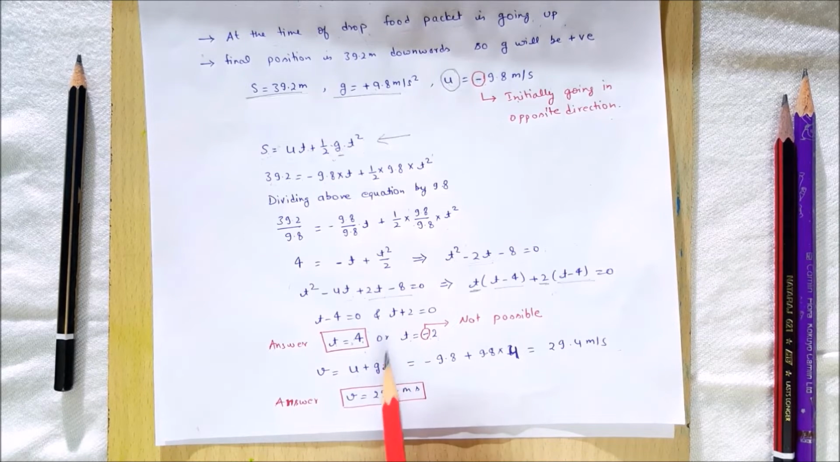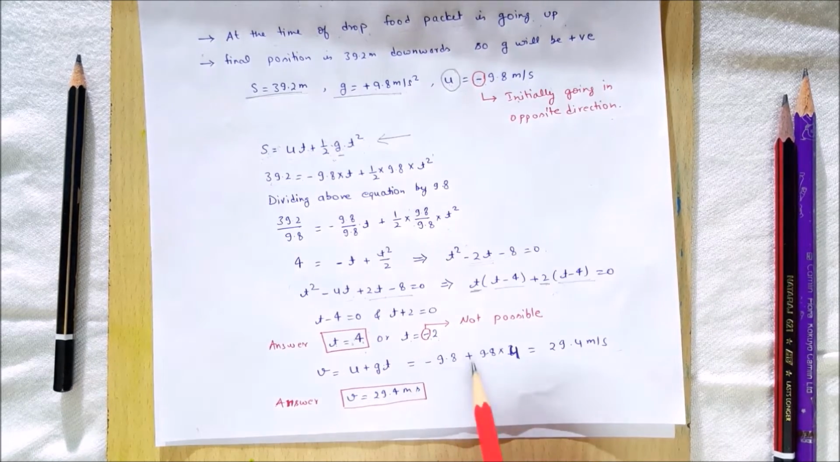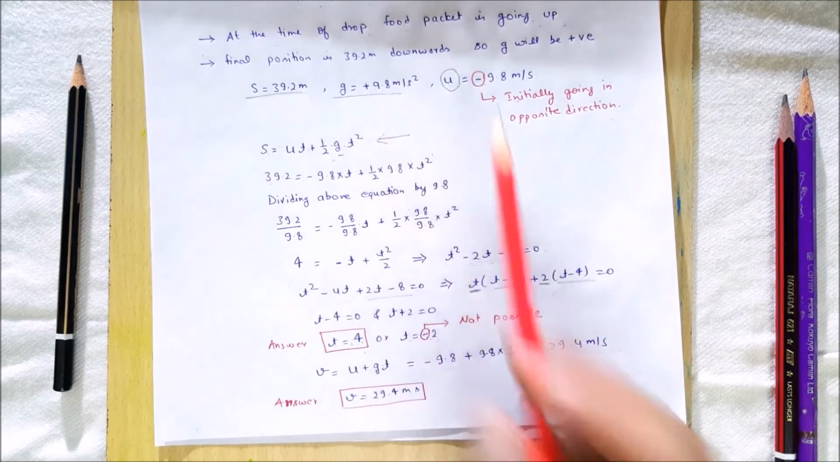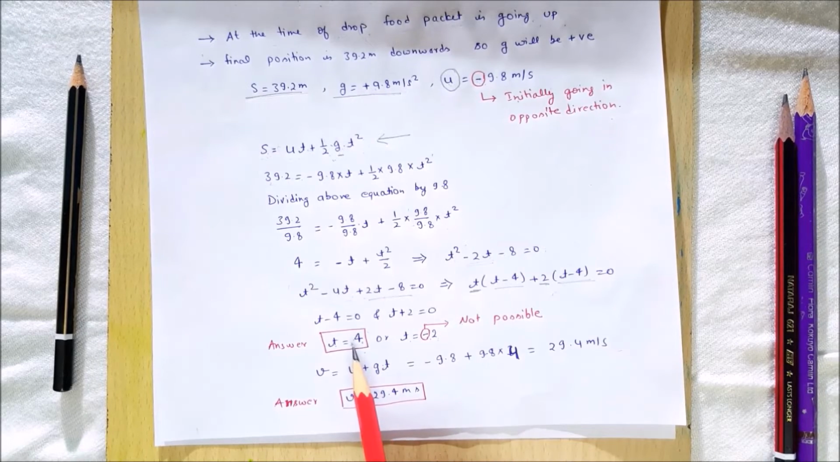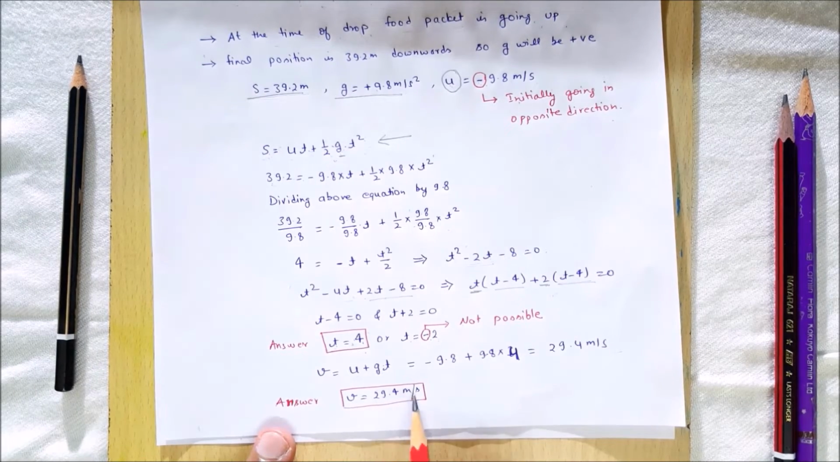Now to find the final velocity when it is touching the ground, we use the first equation of motion, which is v equal to u plus at. In this case a is g, so v equal to u plus gt, and putting the values of u and g from here, and the value of t equal to 4 seconds that we just got, we get the final velocity as 29.4 meter per second.